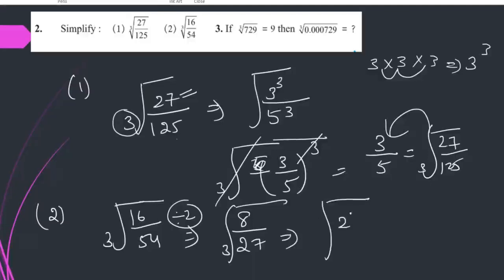Yes. So it is 2 cube, and it is nothing but 3 cube. So here the cube and cube root get cancelled. What will be the answer? 2 upon 3 is the answer. So like this we can solve.